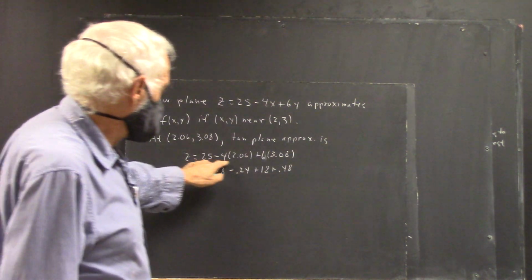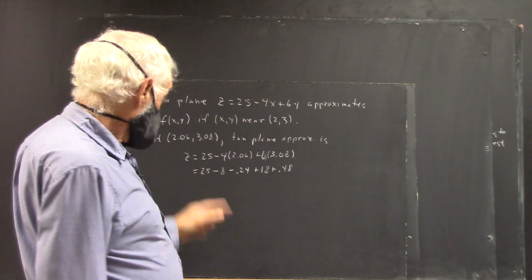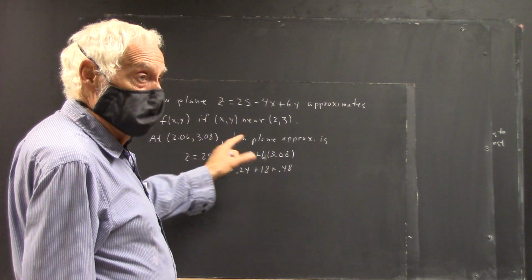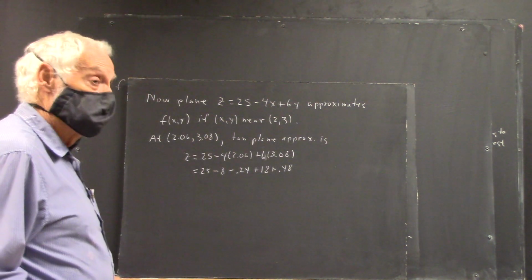You see what I did? I just used the distributive law. 2.06 is 2 plus 0.06. So I just distribute the negative 4 through the 2 plus 0.06. And similarly for the 3.08, you're nodding your head, so I think you understand.